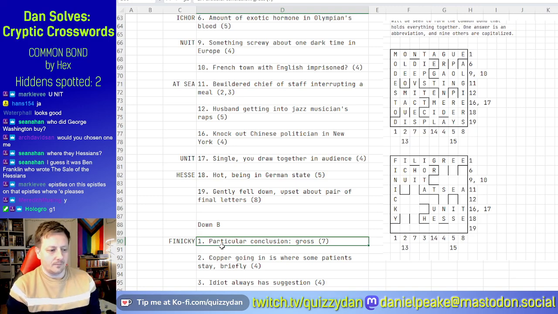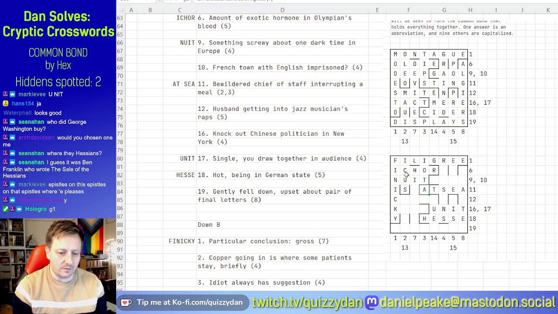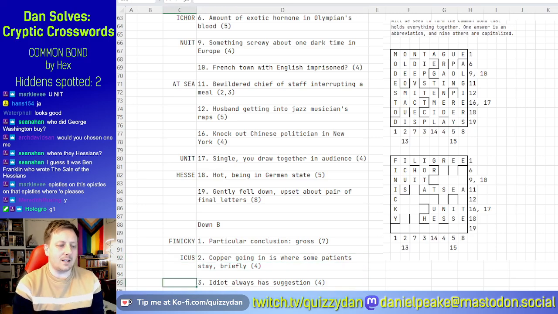Copper going in is where some patients stay briefly. I'm just going to go for this one. This is your abbreviation. Copper is CU. Going in is, and that's ICUs, and that's where some patients stay briefly. Idiot always has suggestion.